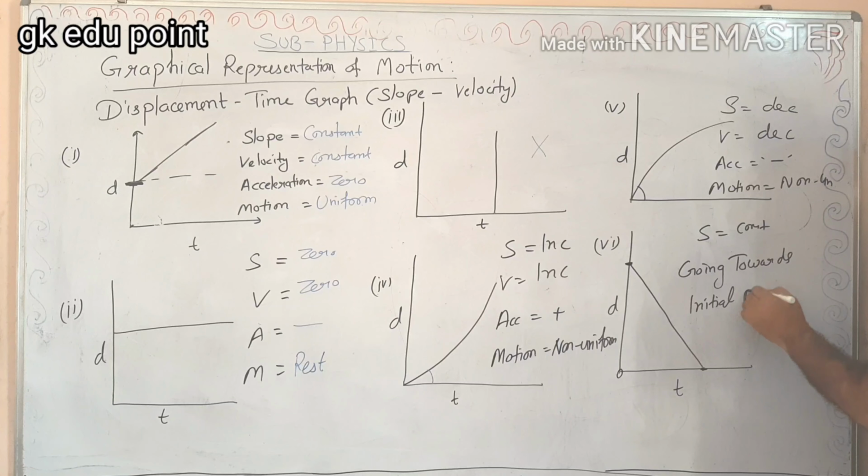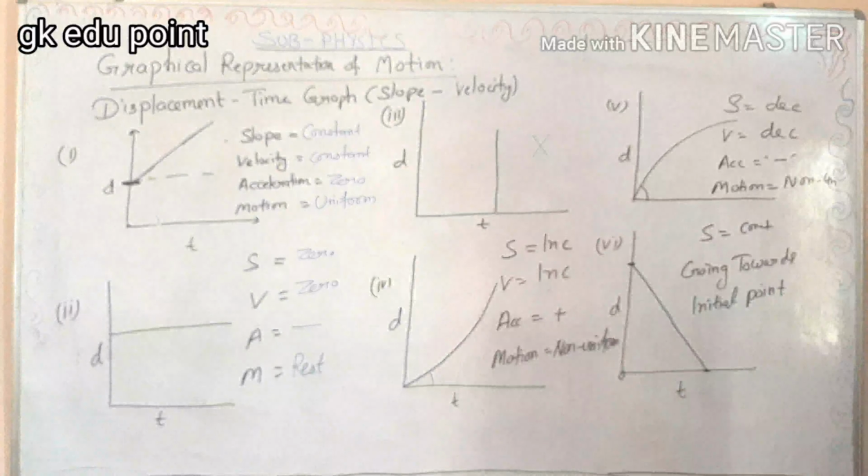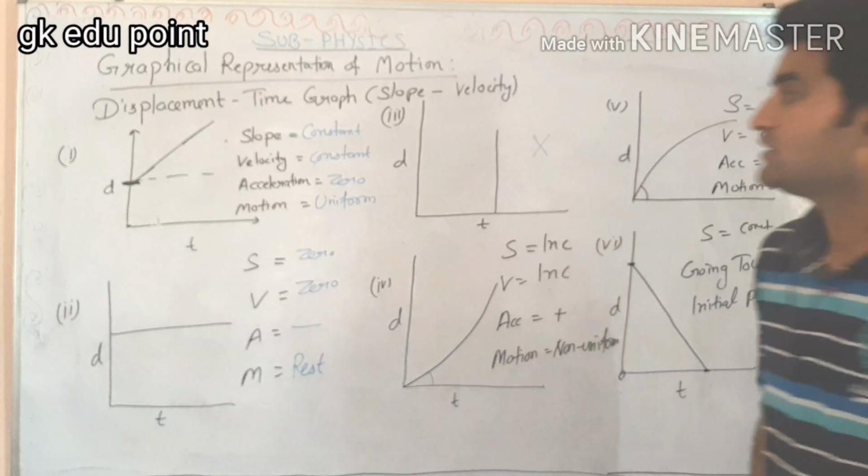Going towards the initial point means displacement is going to be 0 at this point. Okay, so these are some displacement-time graphs. Now we study the velocity-time graph.